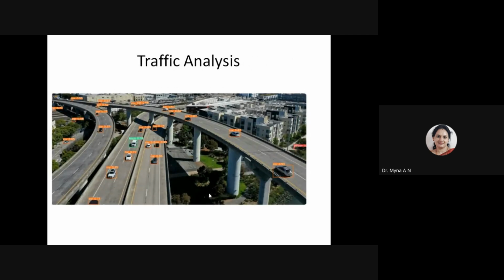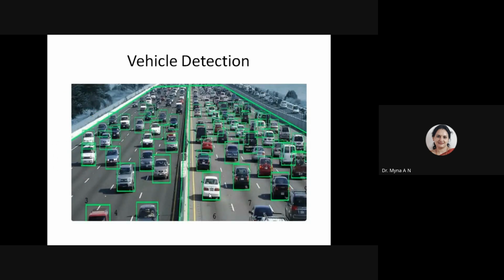This is an example of traffic analysis, where using surveillance cameras the vehicles are being detected. This is another example where vehicles are detected. Again, the frequency of the vehicles, the number of vehicles passing through during a particular time of day, can also be counted. Once these are annotated like this, counting becomes easier.